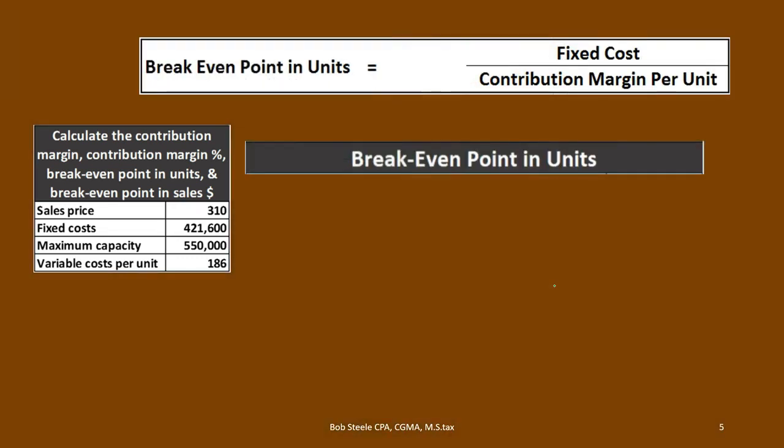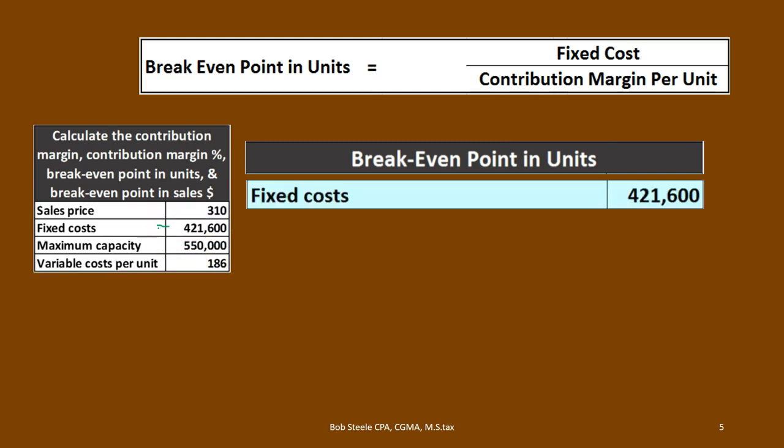All right, so we're going to use these numbers to put it into our break-even point in units formula, which is the fixed cost divided by the contribution margin per unit. So the fixed costs over here in this case are the 421,600. And remember, those are the things that don't change. Those are things like the rent. It is what it is.